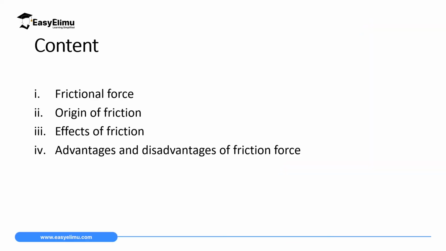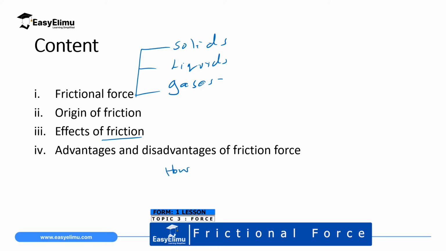By the end of this lesson, I will expect you to describe frictional force in terms of the three states of matter. Remember, physics is the study of matter, that is solids, liquids, and gases. So we are going to describe friction in solids, friction in liquids, and then friction in gases. Then you are going to describe generally the origin of friction force, and then the effects of friction force, and then finally you will give the advantages and disadvantages of friction force, and then at the end you will give us how to reduce friction force.